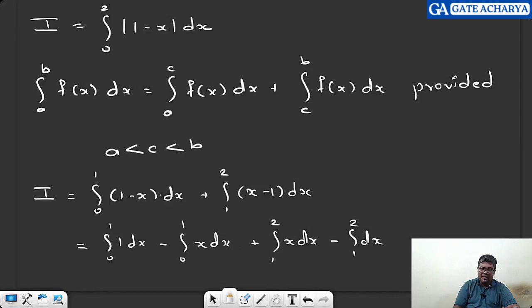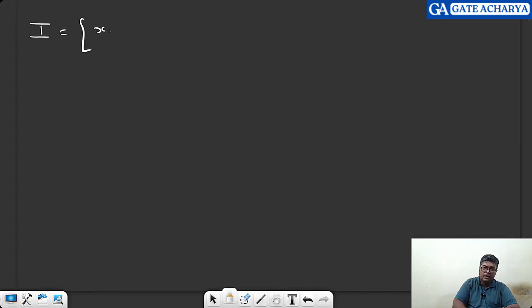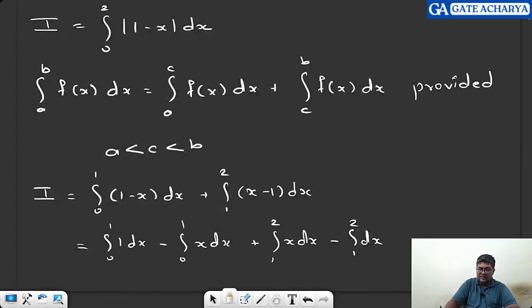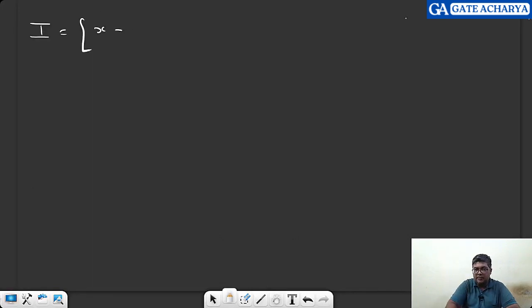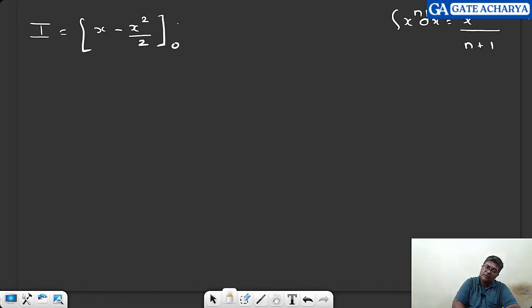So the integration of 1 dx is what? x. Next, minus x dx. Minus is not the issue. For the integration of x dx, you have to remember this formula. What is the integration of x raised to n dx? x raised to n plus 1 divided by n plus 1. So minus x square by 2, with the limit from 0 to 1.